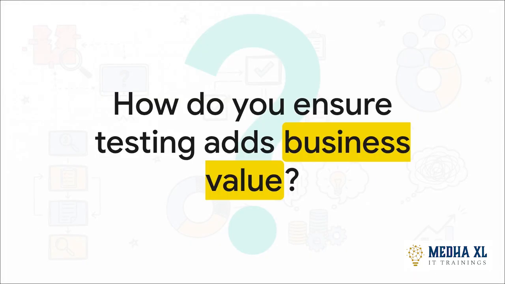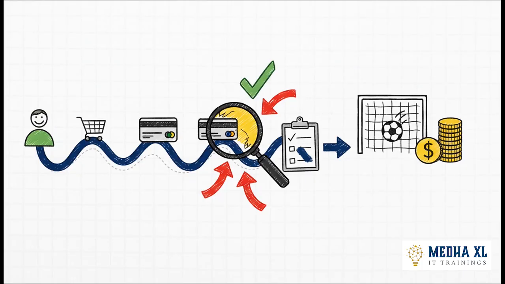Now this is the question. This is the one that separates the good testers from the truly great ones. See, anyone can find a bug. But a strategic QA professional, they find the bugs that matter to the business, and they make sure their work has a direct, positive impact on the bottom line. So how do you actually do that?